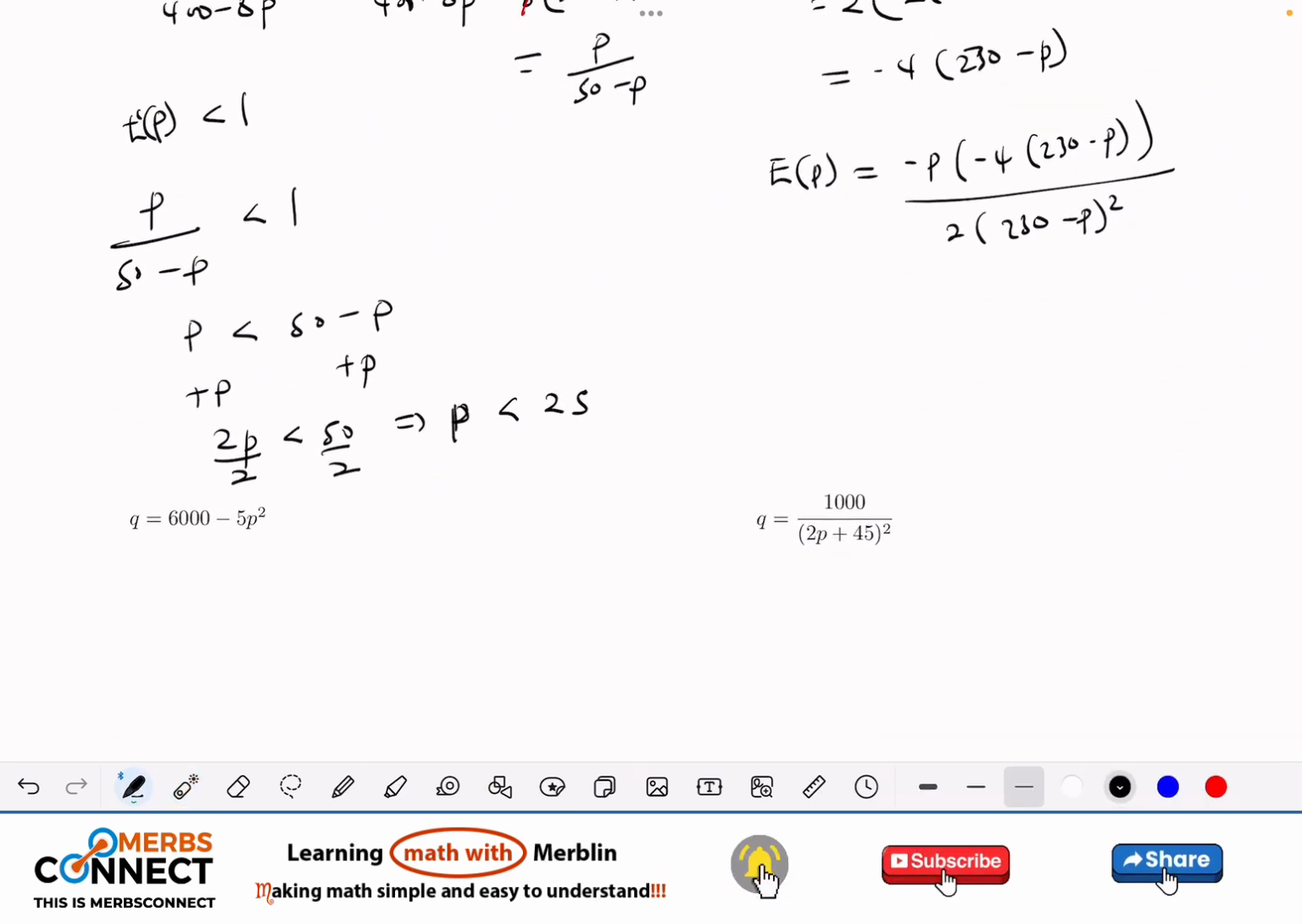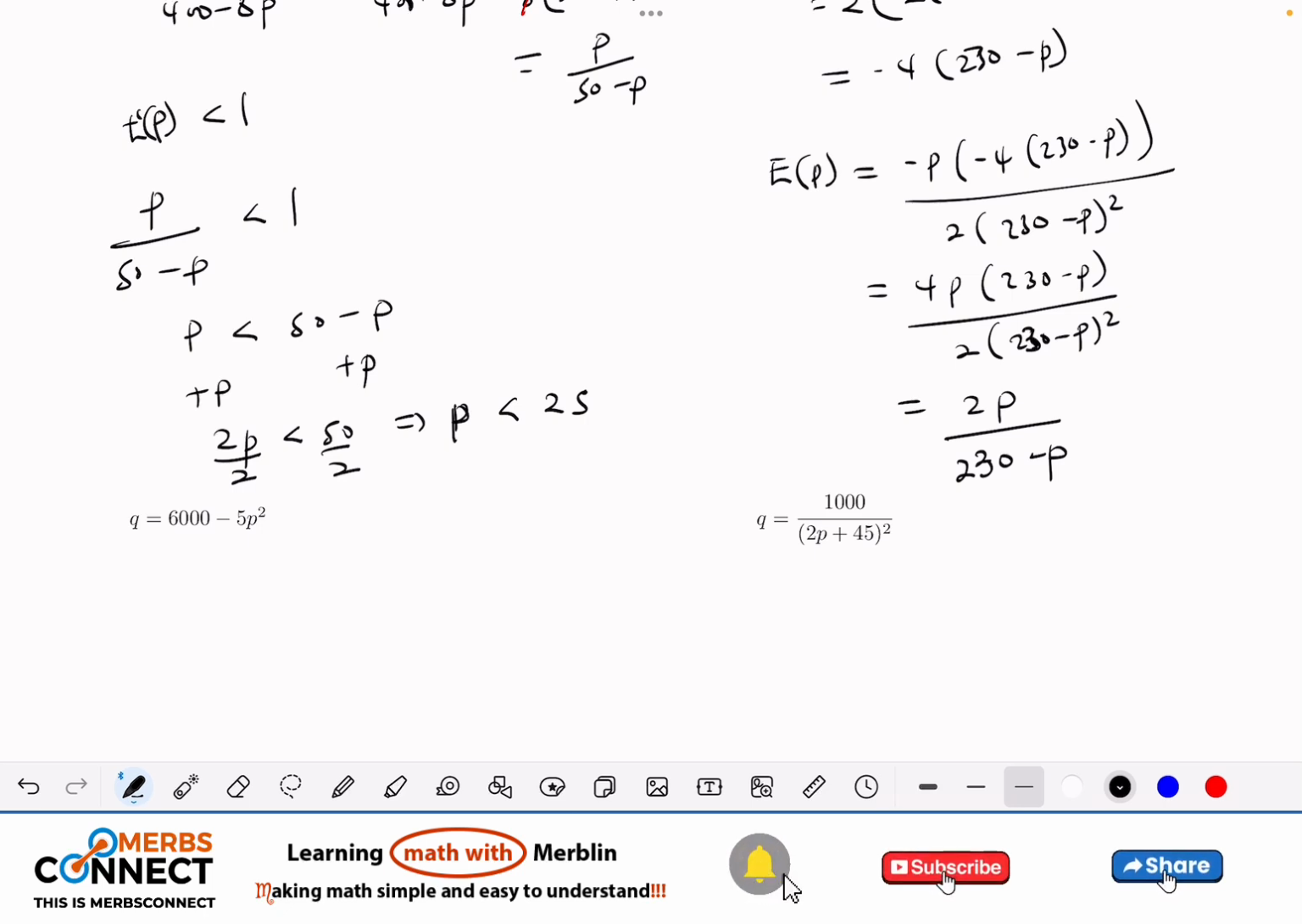So now what are we going to get? When I multiply this and this, I'm going to have 4P, 230 minus P divided by 230 minus P squared. So I can cancel 2 and this because it's multiplying, and I can cancel one of this. So I'm going to have 2P divided by 230 minus P. So this is what I'm going to get for the E of P. Then as usual, I just need to make sure that this is less than 1, then I find the price. So the same idea, right?